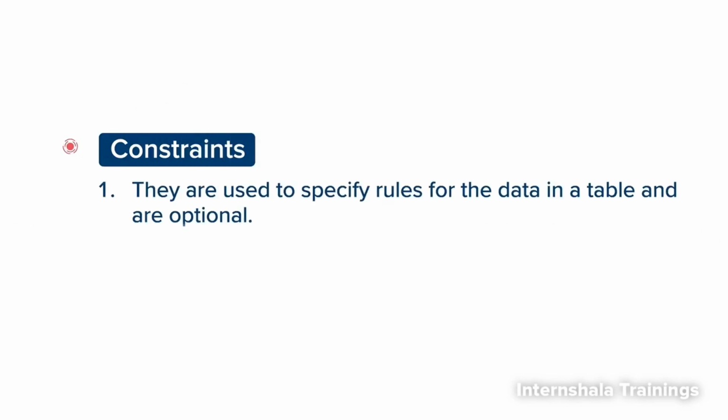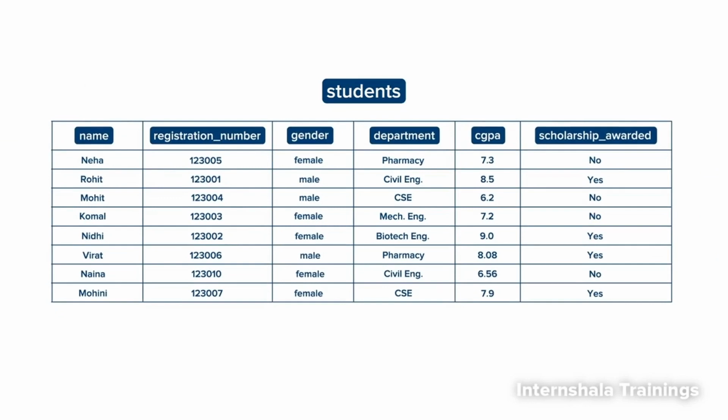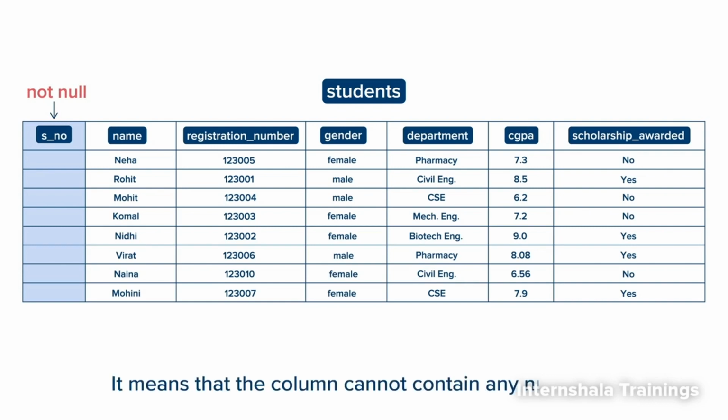They are used to specify rules for the data in a table and are optional. In this training, we will explore only 4 commonly used constraints that are not null, unique key, primary key and foreign key. To understand all of these constraints, let us come back to our example. Suppose we want to add one more attribute in our table where we can add the serial number in this table. Defining a not null constraint for this attribute means that this attribute cannot contain any null value.